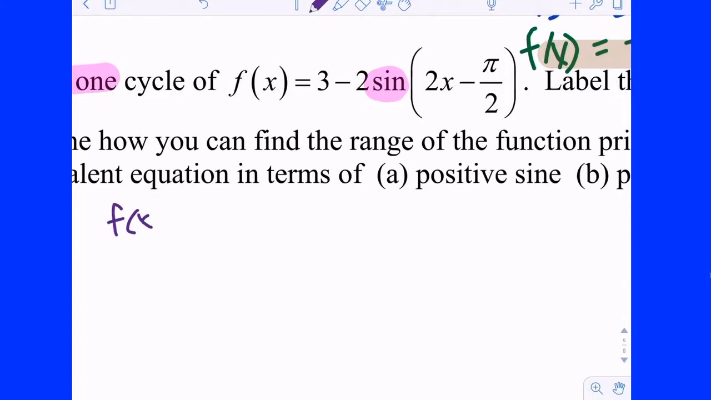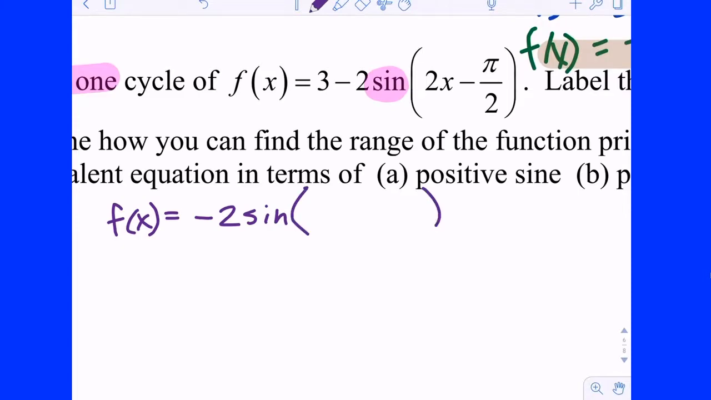f of x looks good. That's its name. By the way, don't forget the f of x. If this is a free response and you're just working with the expression and you don't have the f of x, you're going to lose a point. It is an equation. The 3 in the front should go where? At the back. It's your d value. So you have negative 2 sine of.